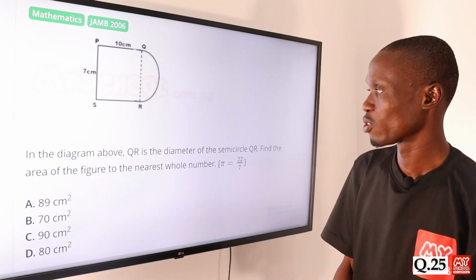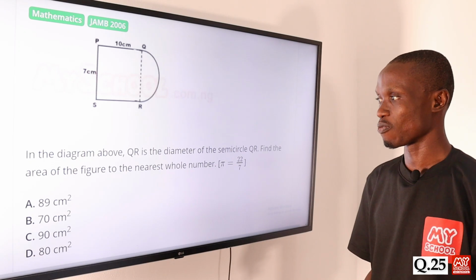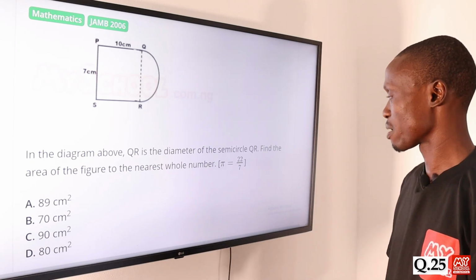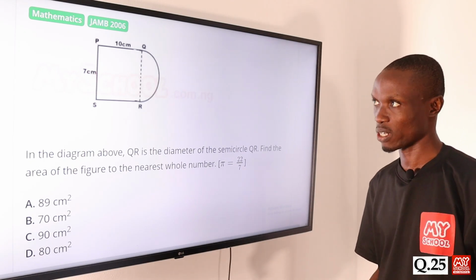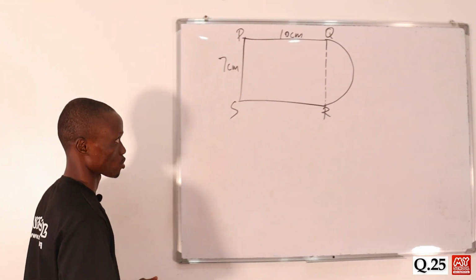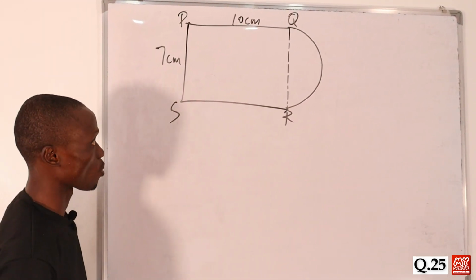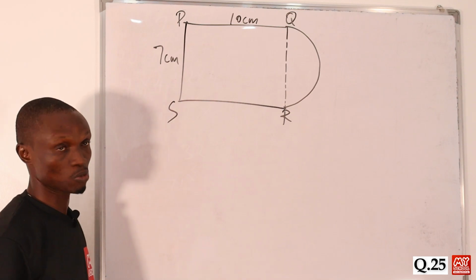In the diagram above, Q arrow is the diameter of the semicircle Q arrow. Find the area of the figure to the nearest whole number. Take pi to be equals to 22/7. So let's move over to the board to provide answer to this question. So this figure given to us is a composite figure. Okay, it consists of a rectangle and a semicircle, right?